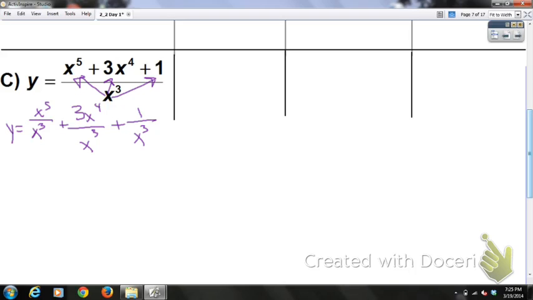Using some old-fashioned algebra power rules, x to the 5th divided by x to the 3rd is going to give us x squared, so we have y equals x squared. 3x to the 4th over x cubed is going to give us 3x, so plus 3x. And then 1 over x to the 3rd power. We don't like having powers in our denominator. We can't differentiate right now, so we need to move it upstairs into the numerator and make it x to the negative 3rd power.